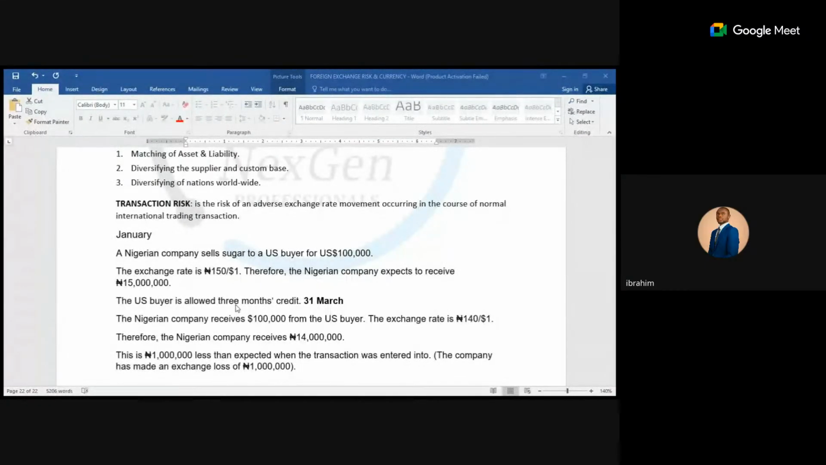IS 21. Now you can see that what you did in the first one, that you have 15 million, is what we call initial recognition. Is that also initial recognition at when the transaction took place? But the US buyer, you can give the US buyer a 3-month credit. And if this person paid in 3 months, what will be the exchange rate? The exchange rate now becomes 140. Imagine you giving a credit, okay, pay in 3 months time, and when the person wants to pay, the exchange rate becomes 140 naira to dollar.